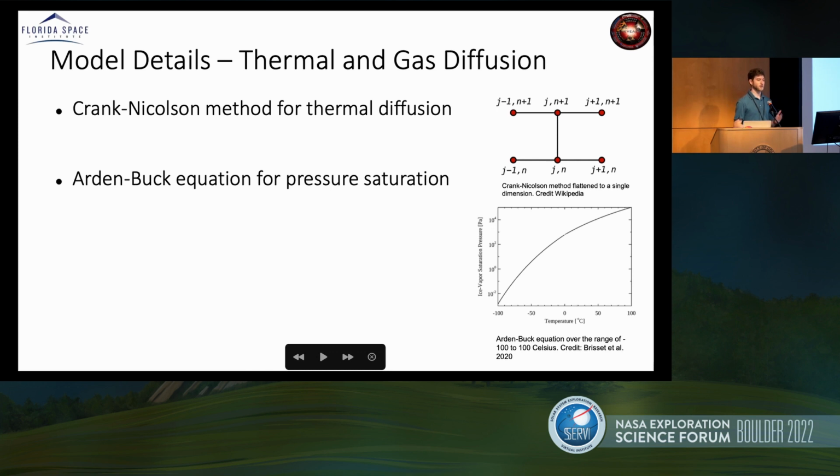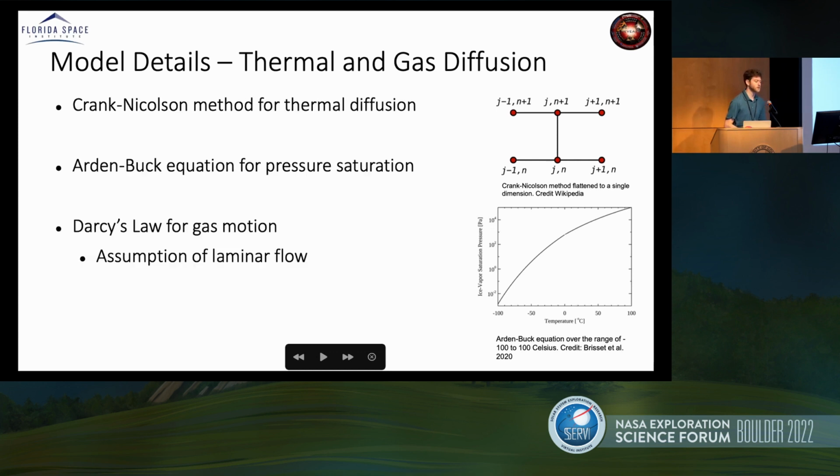So to help with that, we use Darcy's law for gas motion with the assumption of laminar flow, because the simulation's resolution is very small. Gas typically won't flow more than a 5 centimeter distance. So we make it easier on ourselves and just stick with some laminar flow assumptions.